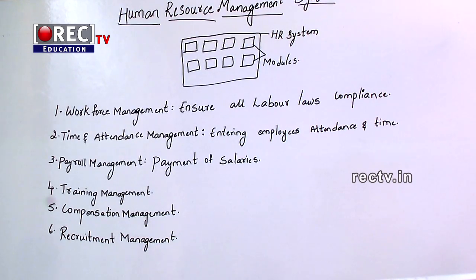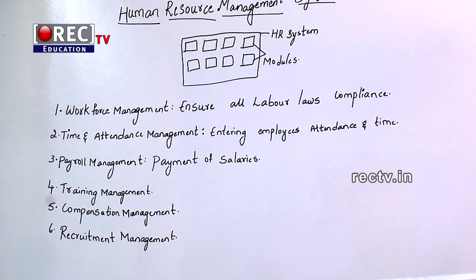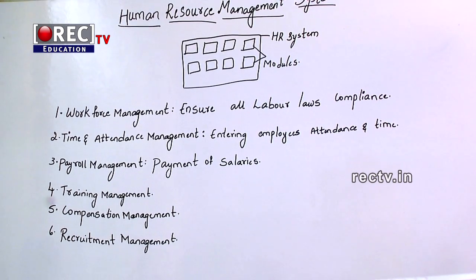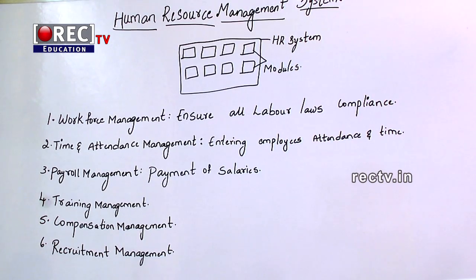The fifth module in HR software is compensation management. Apart from salary, if any payment is made to an employee, this module is referred to. For example, if suddenly an employee gets injured, the details have to be maintained and the compensation is to be given accordingly. The sixth module in HR software is recruitment management.